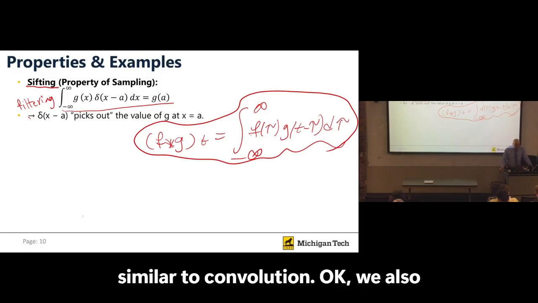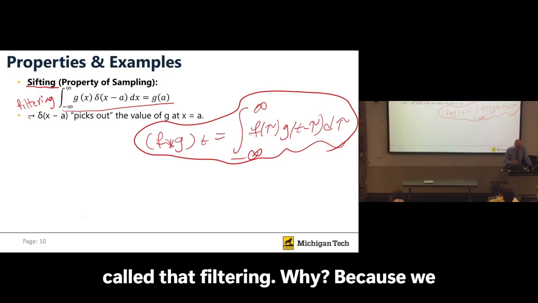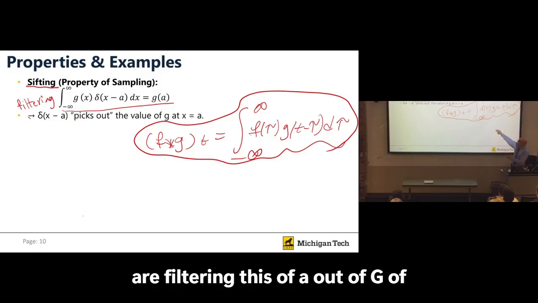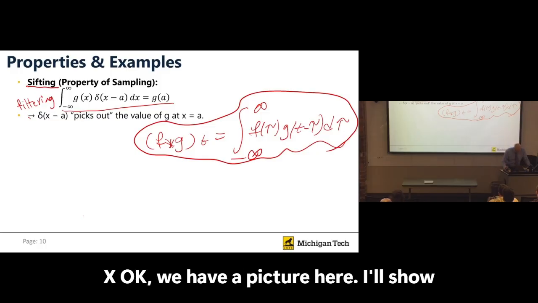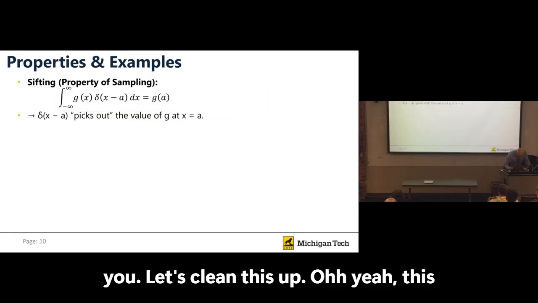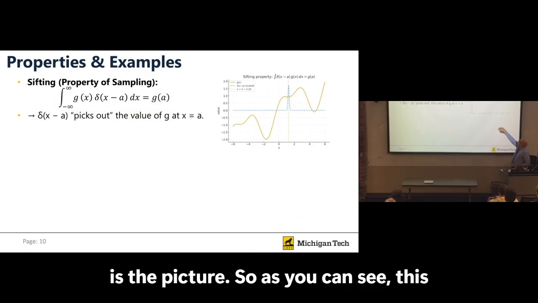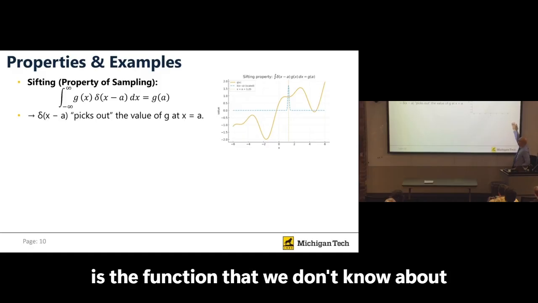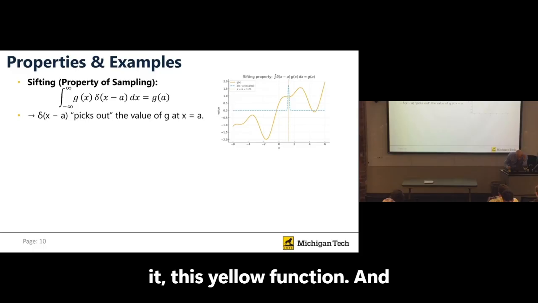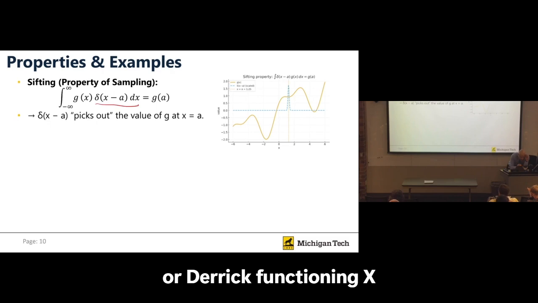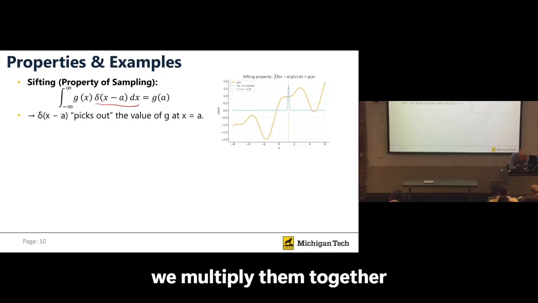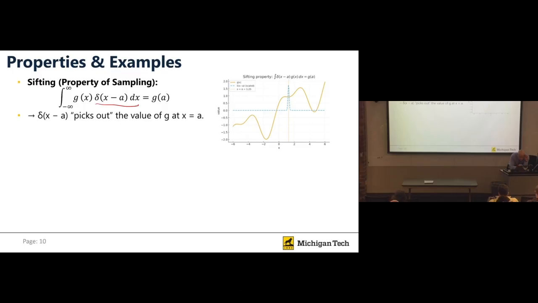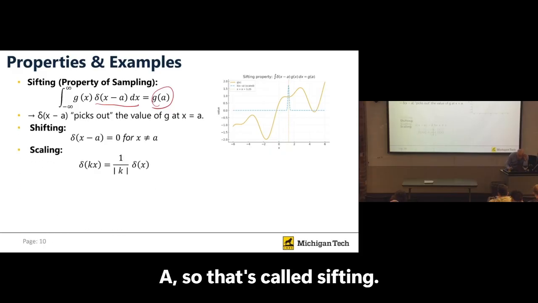It's similar to convolution. Okay, we also call that filtering. Why? Because we are filtering this g of a out of g of x. Okay, we have a picture here. I will show you. Let's clean this up. Oh, yeah, this is the picture. As you can see, this yellow function is the function that we don't know about. And we have an impulse or Dirac function at x minus a. If we multiply them together and take the integral, the result is g of a. So that's called shifting. That was the first property.